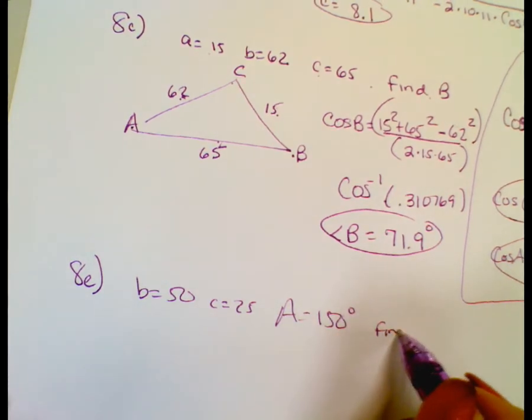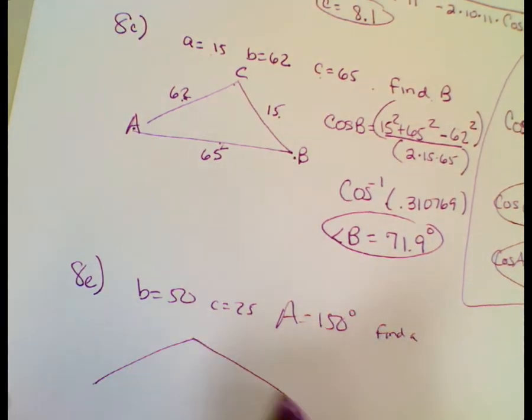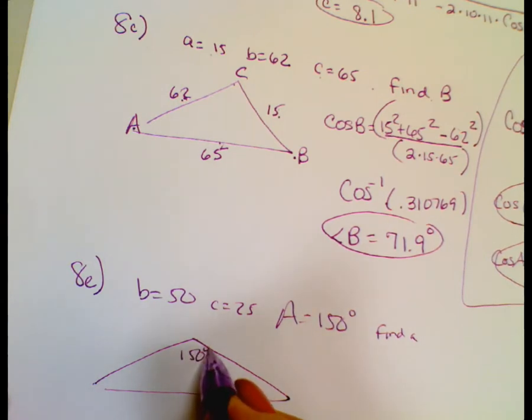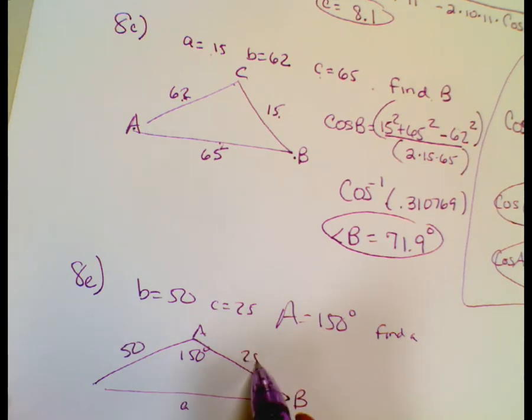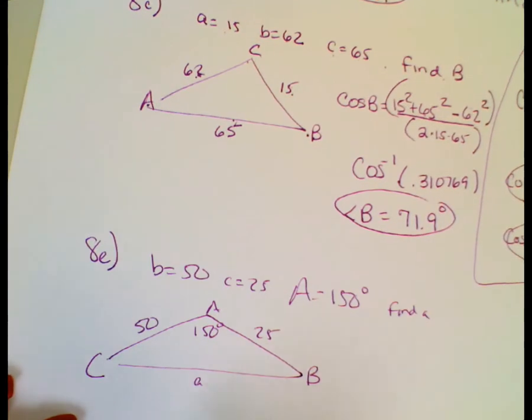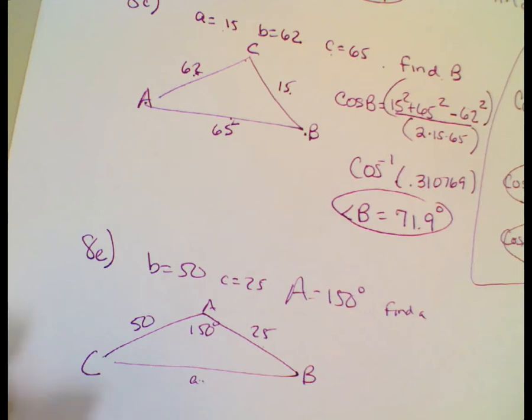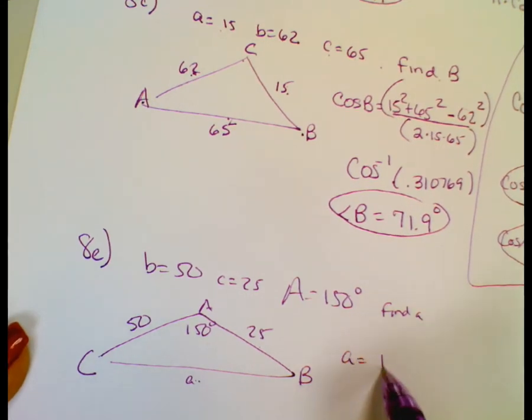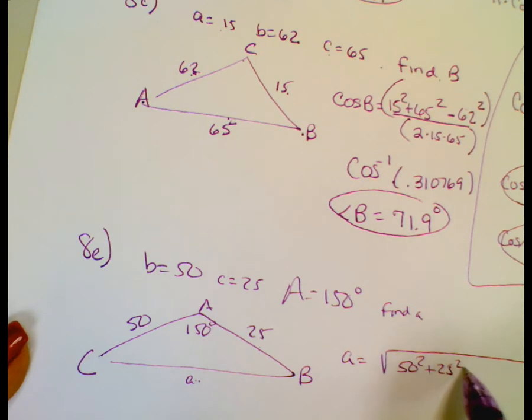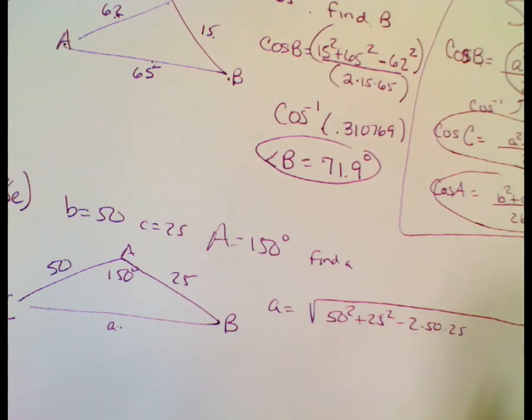Find A. This is obtuse. This is what an obtuse one looks like. We're finding little A. B is 50, and C is 25. So we're labeled C. Make sure C is across from side C. We're finding A, and that's it. So to find A, we're going to take a big square root. We're going to go 50 squared plus 25 squared minus 2 times 50 times 25 times cosine of 150.